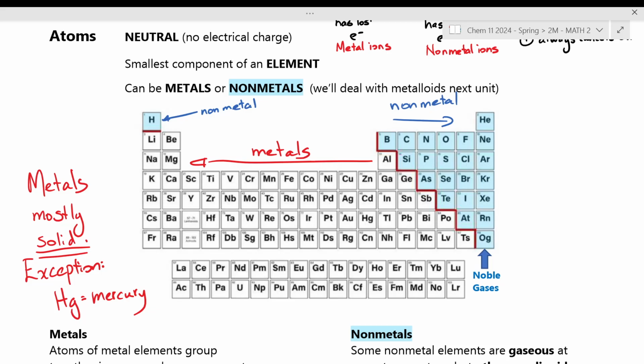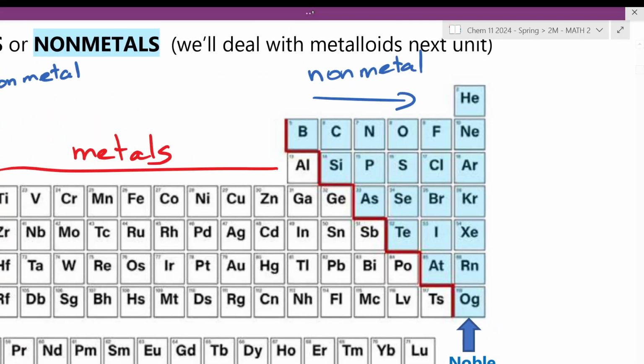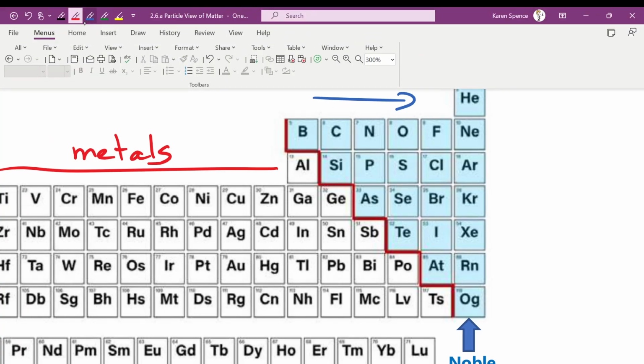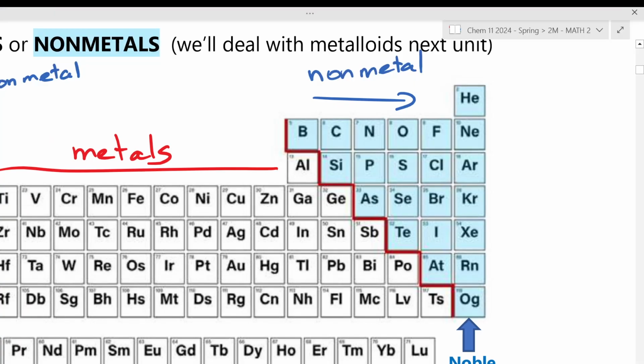However, bromine is, where's my little thing here? Bromine is a liquid. Mercury is a liquid. They're the only two liquids at room temperature on our periodic table.